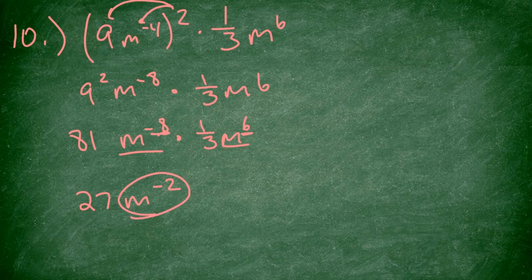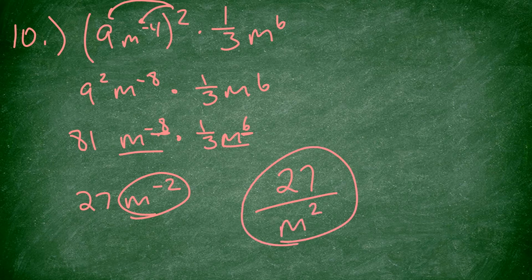Now remember, what I say is if you have a negative exponent, it's like if you didn't pay your rent. So if you don't pay your rent, you have to go live in mom's basement. So 27 stays on top because he paid his rent, but m didn't. That's why he goes downstairs, and it makes it positive. Your final answer should be 27 over m squared.